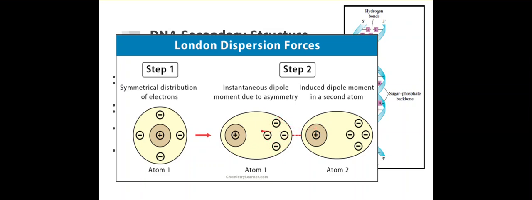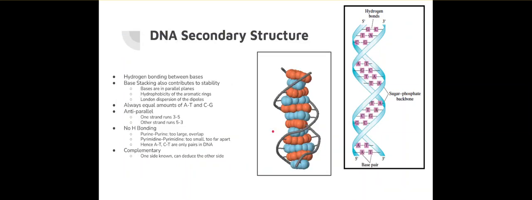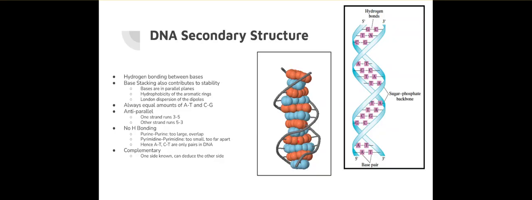And so you get a very brief dipole here. You're going to have a partial positive here, partial negative here, partial positive here, partial negative here. But these are very short and don't last very long, and that's why they're the weakest force. But they do contribute to the overall structure of the double helix.